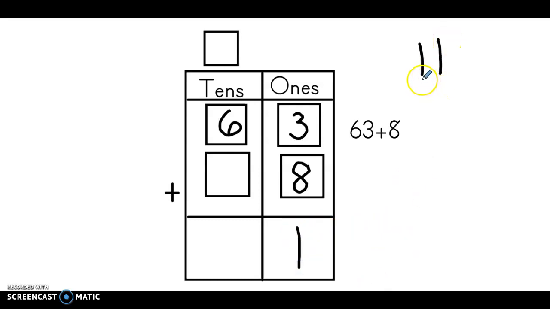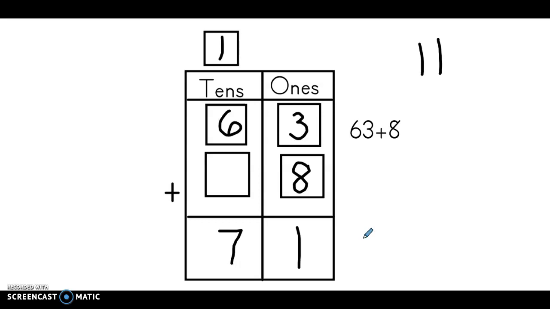But now I have this 10. That's those 10 ones that we regrouped and made into the 1 ten. I'm going to put that up here in this box so that now I can add the tens together. And I have the 1 ten that we regrouped plus the 6 tens that were already there, and that gives us 7 tens for an answer of 71. And that's what we saw when we looked at the cubes and actually added the cubes together.